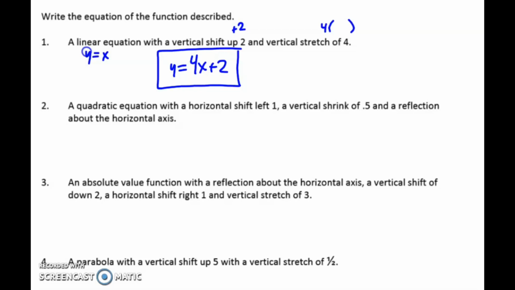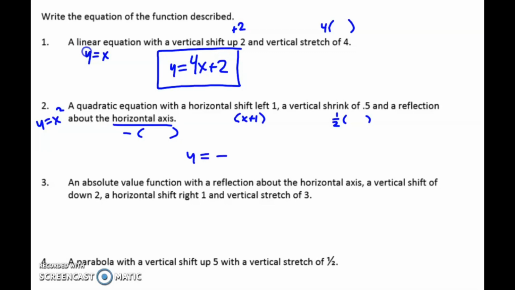So the next one here is going to be a quadratic. All right, so quadratic is y equals x squared. Horizontal shift of left 1. That means inside the function, I'm going to have an x plus 1. A vertical shrink of 0.5. So that means I'm going to have 1/2 times my function, or you can put in 0.5, doesn't matter. A reflection about the horizontal axis. That means you're going to have a negative in front. Okay, so we've got y equals. Put that negative in front.